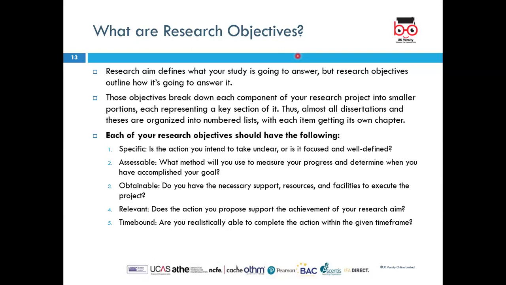The second, which is not mentioned here, is measurable. How will you measure your results? How will you measure the outcome of your study, or how will you measure social determinants, let's say? So your objectives should be measurable. They should be achievable. So what method will you use to measure your progress and determine when you have accomplished your goal? So this shows how you are going to say that you've achieved your goal. And then obtainable, do you have the necessary support?